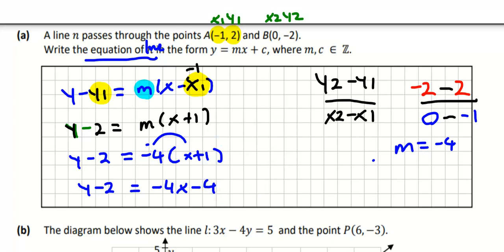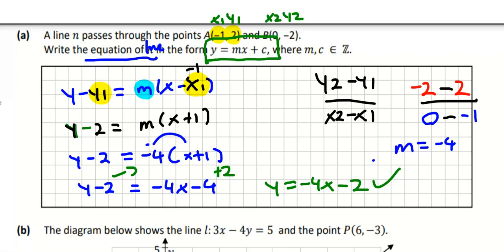Now, if you look at the way it wants it in this form here, it wants the y to be on its own. So I'm going to move the -2 to the other side. I'm going to get y equals -4x. When that -2 moves over, it becomes a +2. -4 plus 2 is -2. And that's going to be my answer.